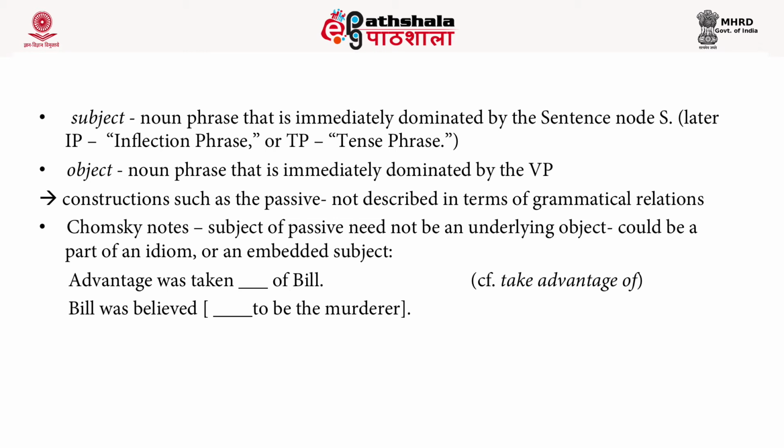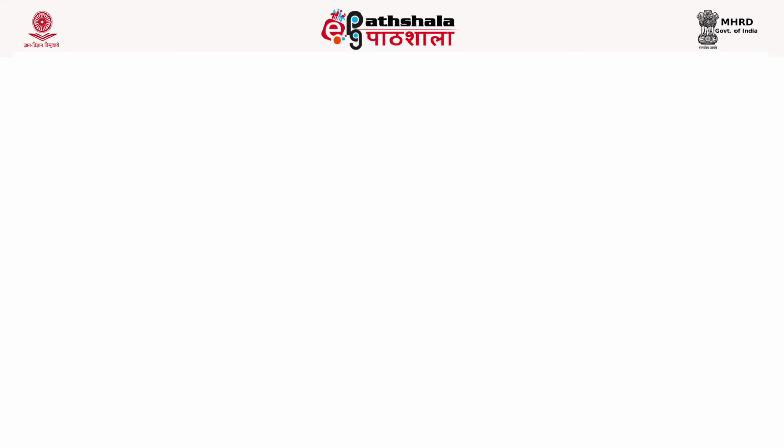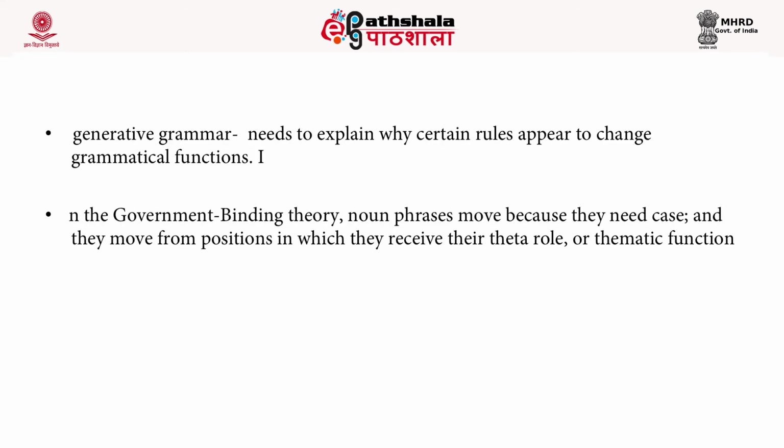When we have the sentence, advantage was taken of Bill, in this the subject is part of take advantage of, from which advantage has moved out. The second sentence, Bill was believed to be the murderer. In this, Bill has started off from the embedded subject position, which can be seen by the gap in the structure. Generative grammar as a theory has to explain why certain rules appear to change grammatical functions. In the government and binding theory framework, certain noun phrases move because they need case, and they move from the position in which they receive the theta role, or thematic position, to the position where they get case.